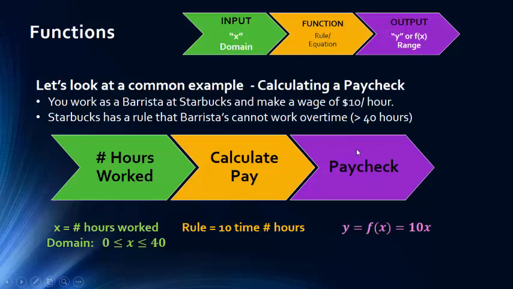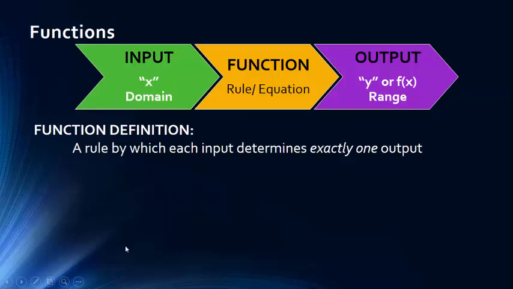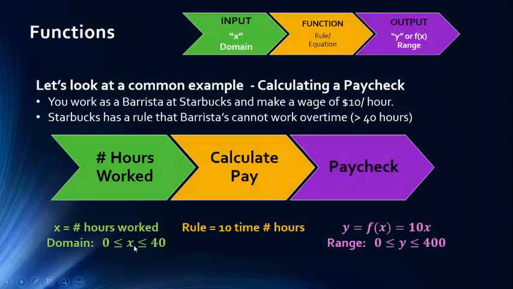Now, how do we find the range, all the possible outputs? Well, notice we have the possible inputs. They go from 0 to 40. And we know that the rule is y equals 10x. So 10 times 0 is 0, and 10 times 40 is 400. So our output range is from 0 to 400. And what we did there is we found the domain, plugged those values into the formula to find each end.